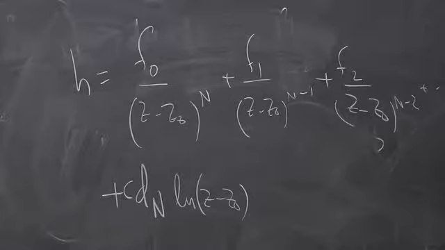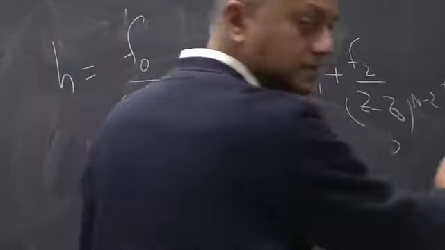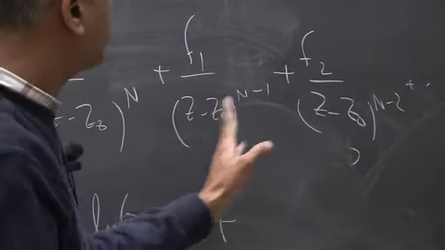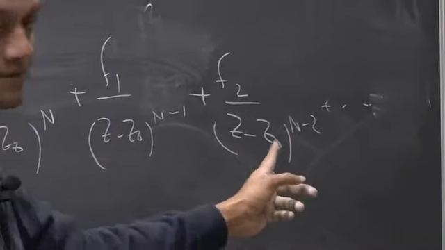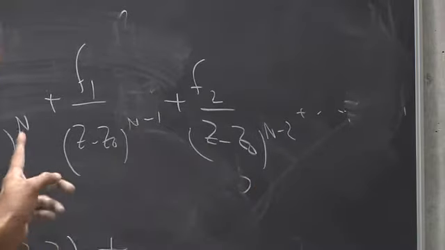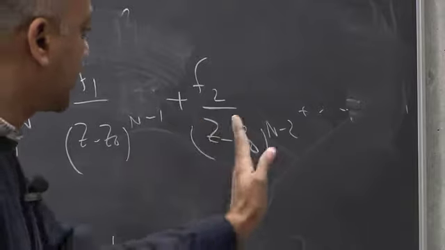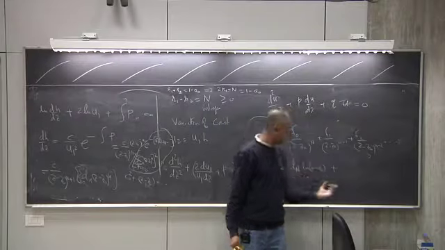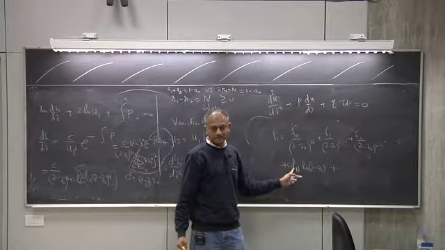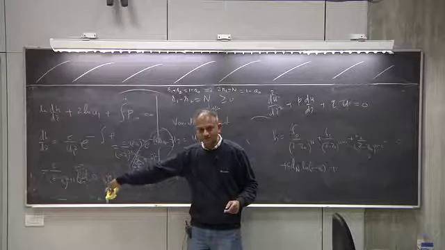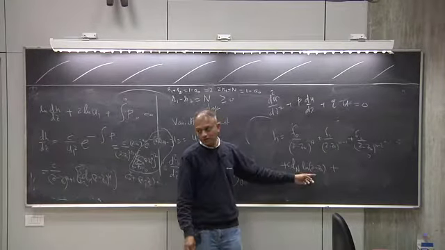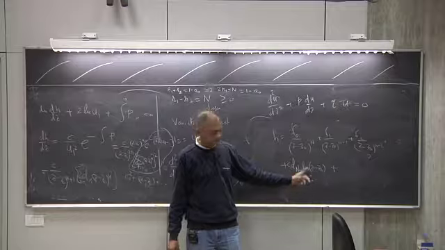And then, for small n bigger than capital N, you will just get positive powers. The rest of the terms are all powers of Z minus Z0, with the worst negative power being capital N, and everything else less negative or positive. But if this coefficient D capital N is not 0 in that expansion, then you also have a logarithmic term. So that's a new term.